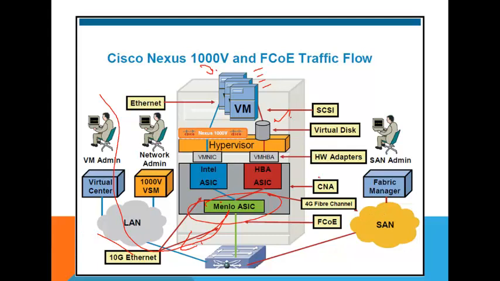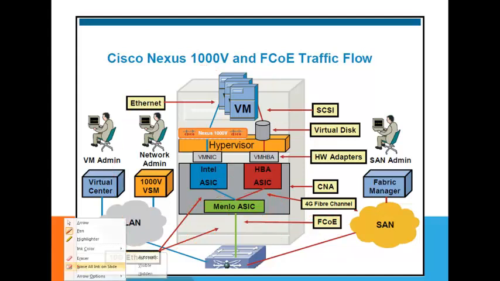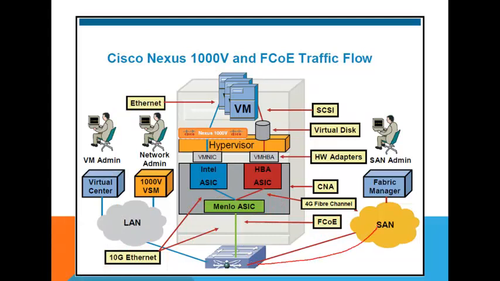And before sending to a storage area network, it does FCoE, Fibre Channel over Ethernet, so that it can use the Ethernet cables and go to the storage area network. On the storage area network, on the receiving side, on the target, only FC will be sent. Decapsulation happens.